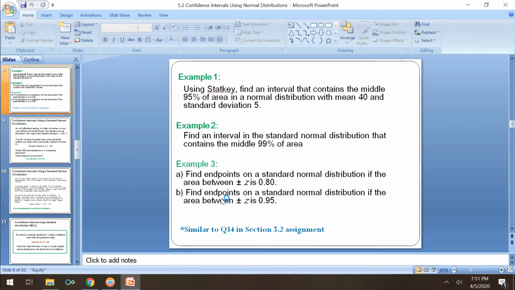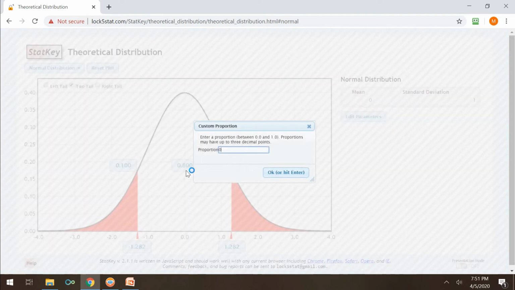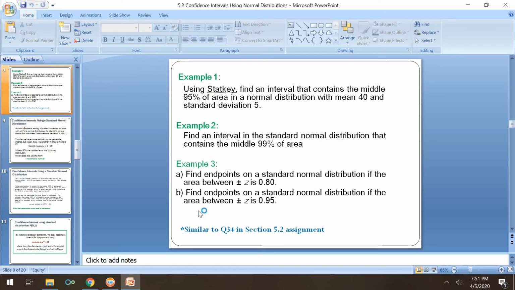Part B is saying find the endpoints on a standard normal distribution if the area between the positive and negative z is 0.95. So if the area in a standard normal distribution is 95, I have to change this to 0.95. Find the endpoints. The endpoints will be these two numbers, negative 1.96 and positive 1.96. These examples are very similar to question 34 in your homework for section 5.2.